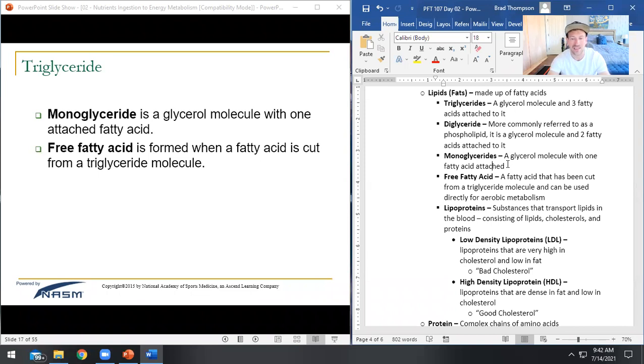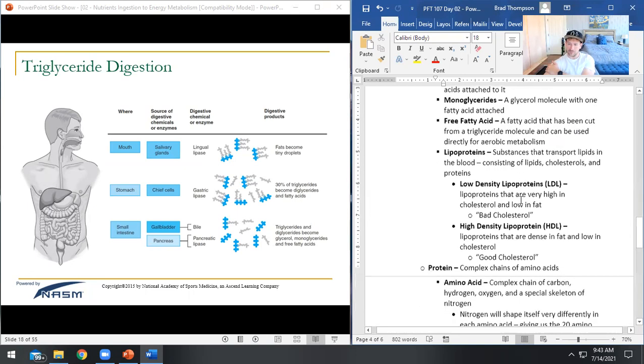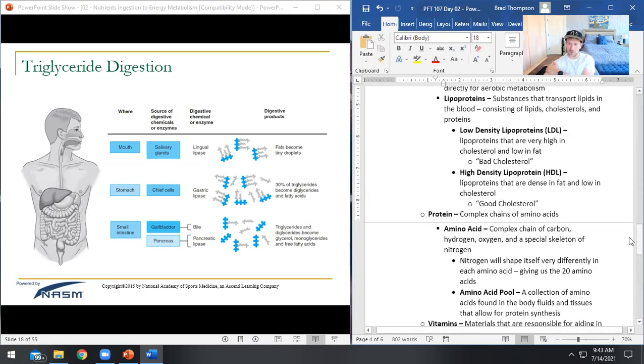And then we're breaking everything down in order to just get our individual free fatty acids. A free fatty acid is a fatty acid that's been cut from a triglyceride. It doesn't have its glycerol molecule anymore. It's just the fatty acid. This is used directly for aerobic metabolism. So our body loves breaking down triglycerides because it's going to be able to get 3 individual fatty acids, which means it's going to get plenty of energy, right? It can go straight through your energy metabolism.